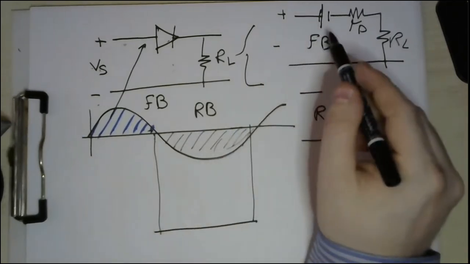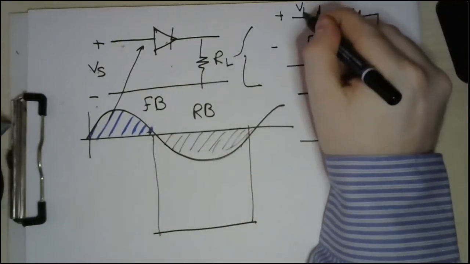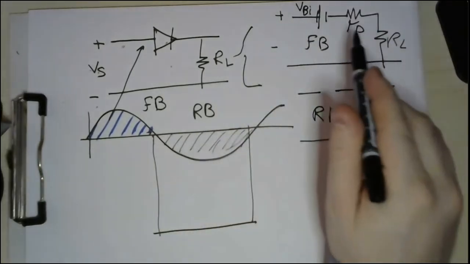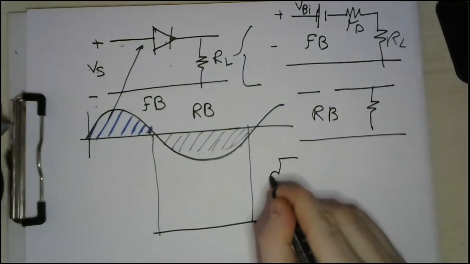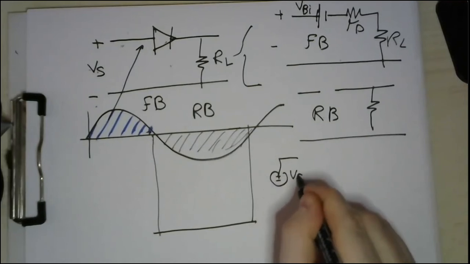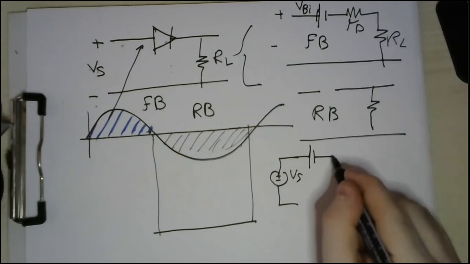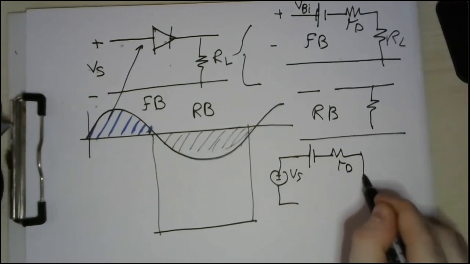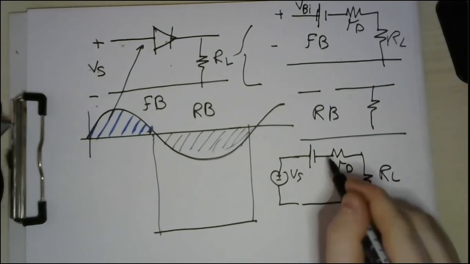In the forward bias, we have this battery, which we call VBI, or V built-in, or sometimes we call it V node. Both have the same meaning. And we have RD and RL. Let's start to solve this circuit. So we have here Vs, then this battery, then a resistance called RD, and then the resistance which is R load, or the load resistance.